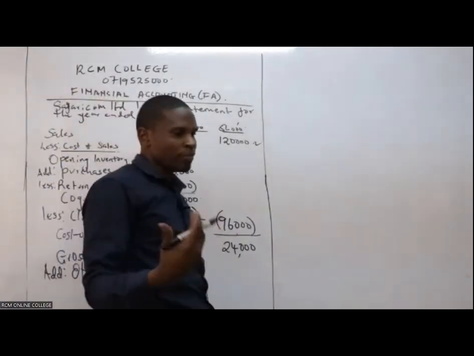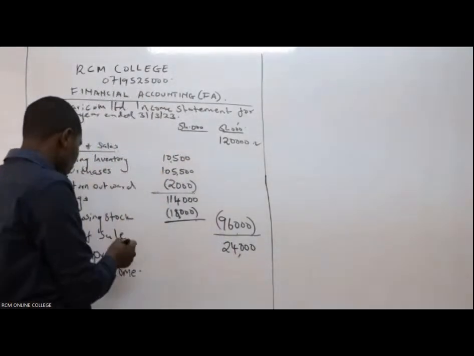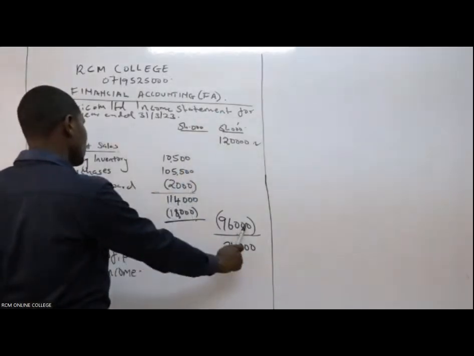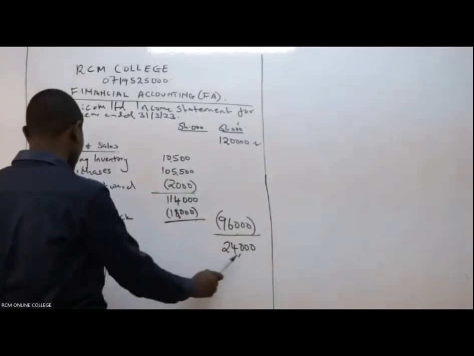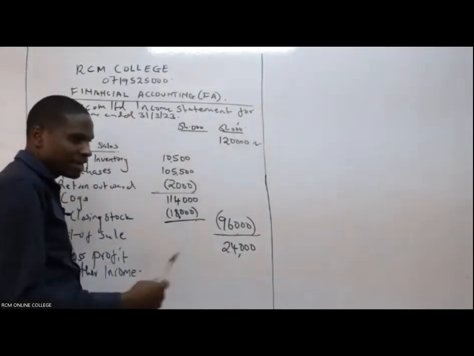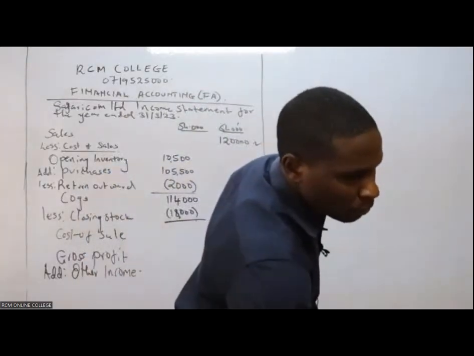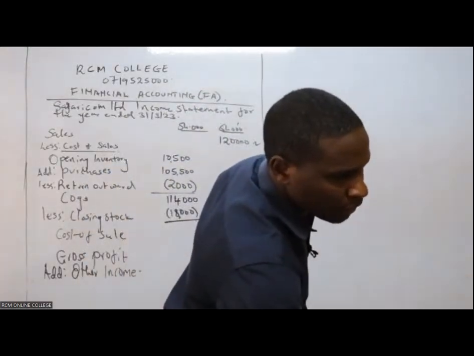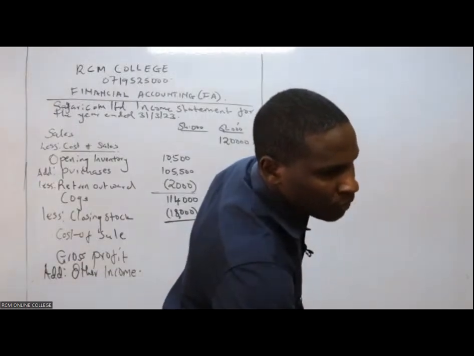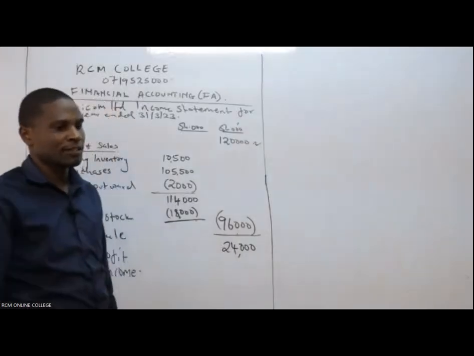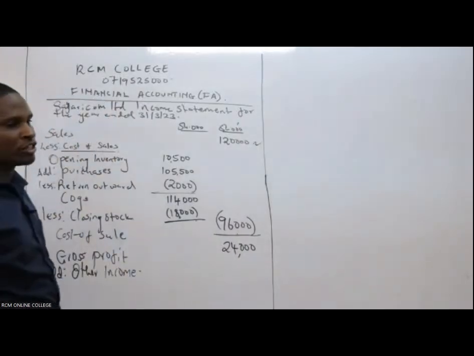Class, you know that when we talk about income statement, it is sales minus cost of sales. You get the gross profit. Now we have our gross profit. We add any other income. Do we have other income? Can you check from the question? I know you have the question. Do we have discount received, and how much is it?